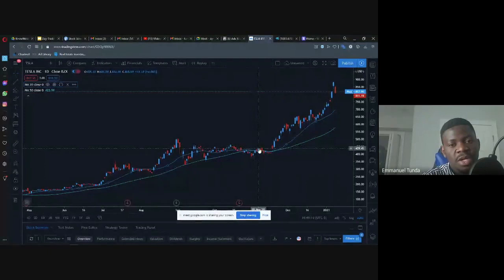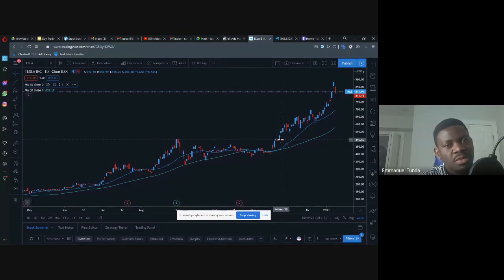One of the things that you want to make sure of is that the 20 moving average is above the 50 moving average and the price is above the moving averages. If the price is above the moving averages and the 20 moving average is above the 50 moving average, that tells you that we are in an uptrend. I mean, you can see, of course, that we are in an uptrend, but you need to confirm that too.